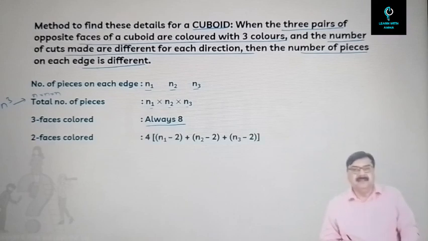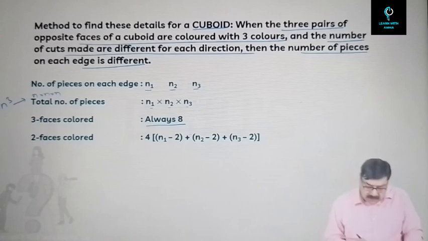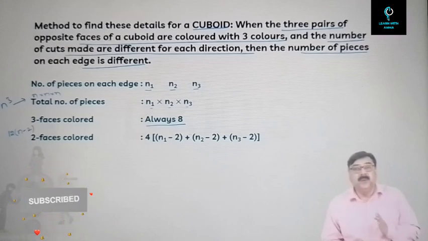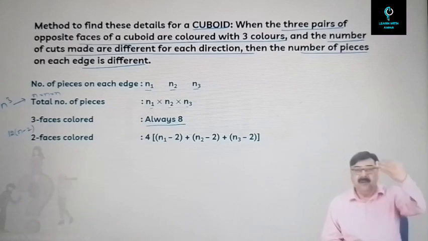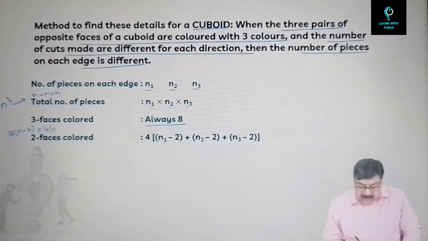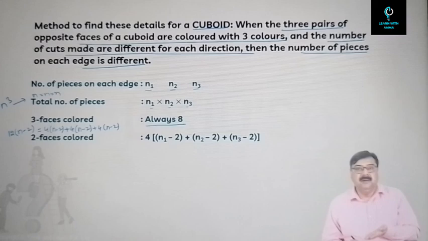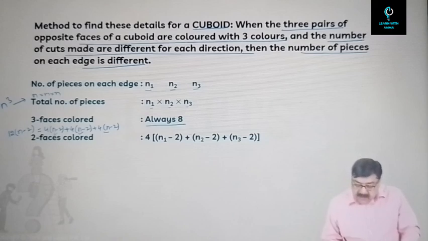2 faces colored. Well, what was it? For a cube, it was 12 into n minus 2. Actually speaking, there are 3 directions, I told you. Vertically perpendicular, horizontal, and vertically parallel. So this was in actual 4 into n minus 2 for, let us say, vertically perpendicular, then 4 into n minus 2 for vertically parallel, and 4 into n minus 2 for horizontal plane. Now, as this n happened to be the same everywhere, we added up these figures and it became 12 into n minus 2. But now, that is not the case. So 4 shall be taken common here: n1 minus 2 plus n2 minus 2 plus n3 minus 2. The sum of these multiplied with 4.